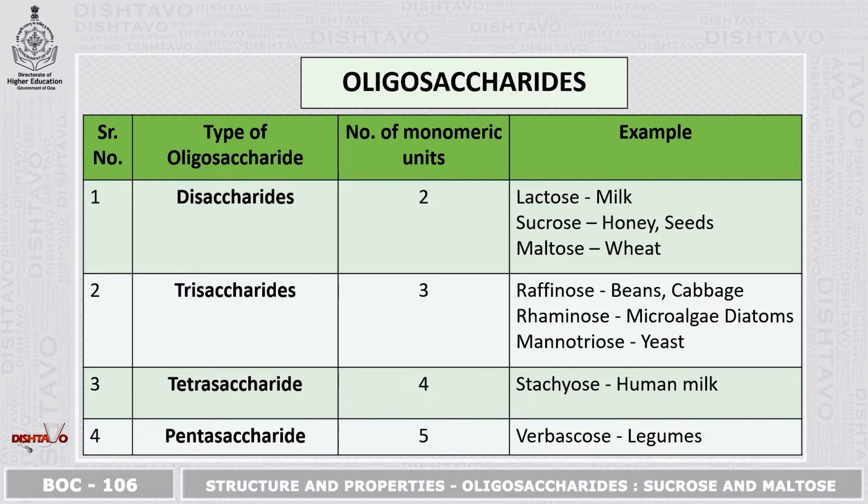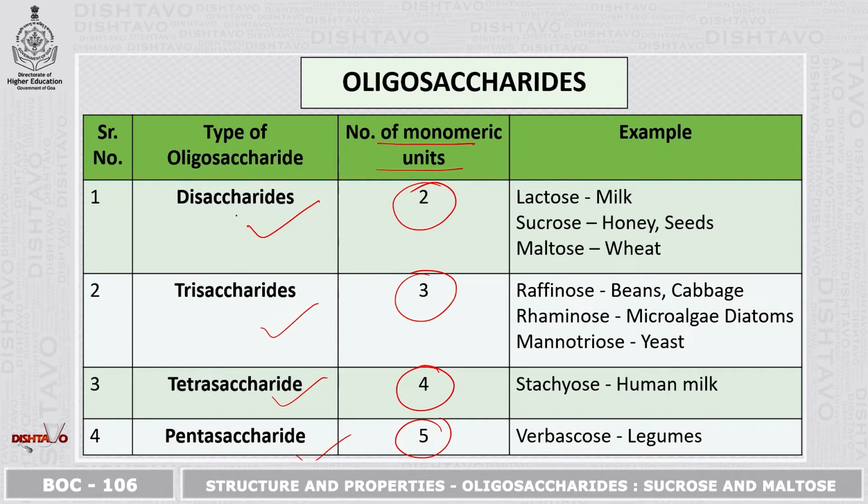Depending upon the monomeric units, if there are 2 monomeric units present, it is disaccharide. If 3 monomeric units are present, it is trisaccharide. If 4 monomeric units are present, it is tetrasaccharide. If 5, it is pentasaccharide, and this will go on: 6 hexa, 7 heptasaccharide, and so on.